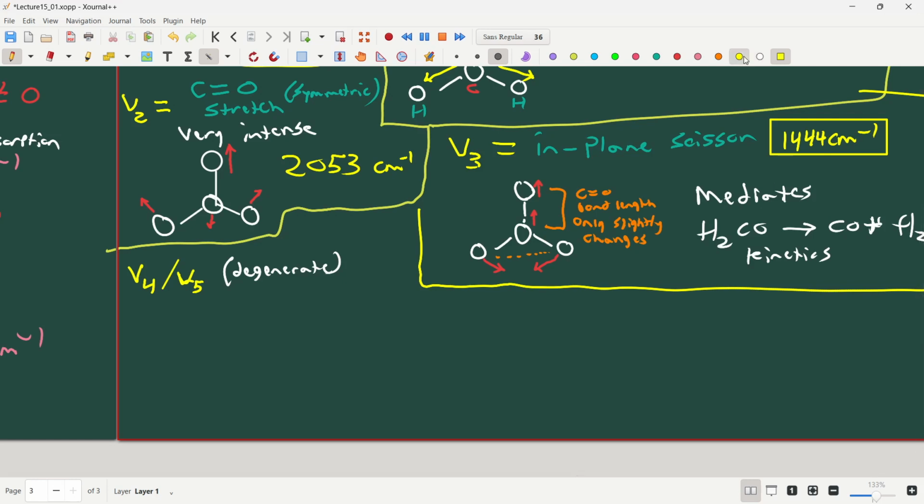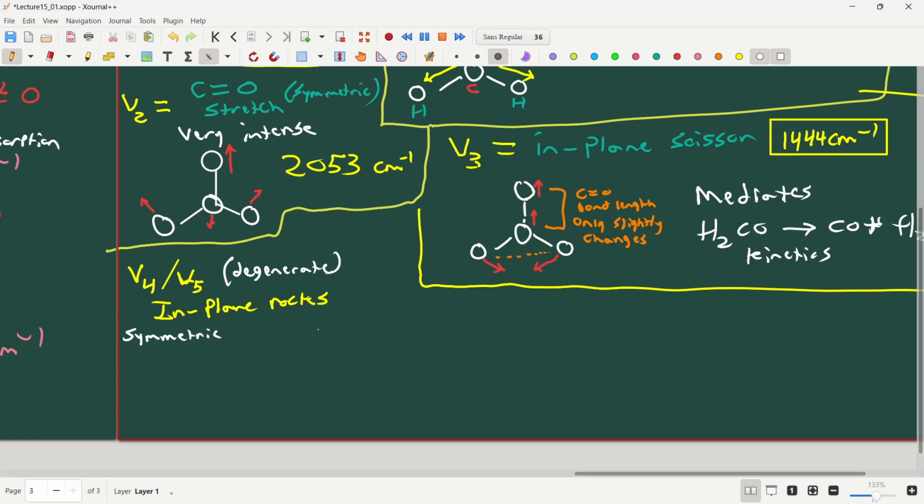And these are called the rocks. These are the in-plane rocks. And there are two. There is the symmetric and the antisymmetric.